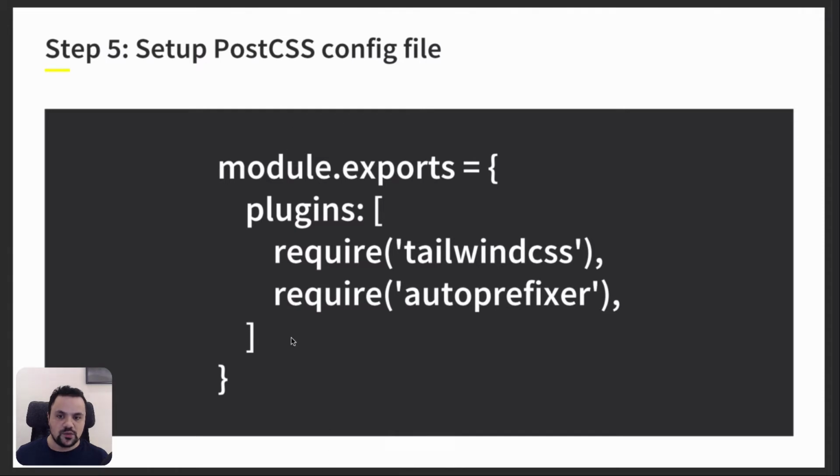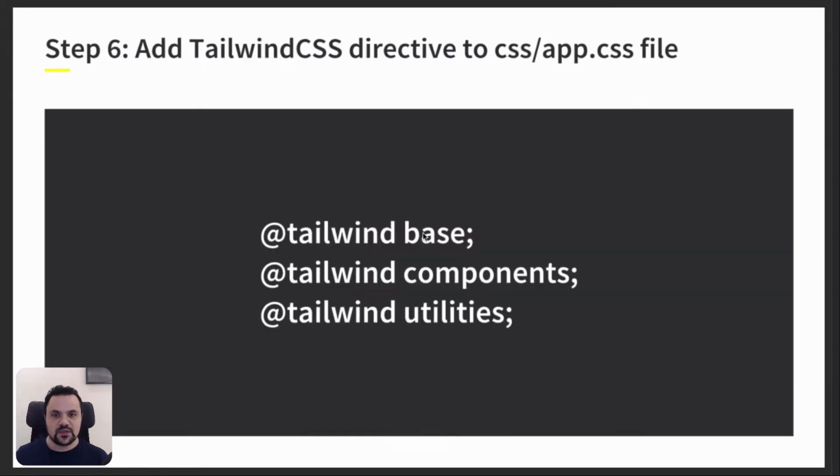Step number 5 is you need to fill in the postcss config file with the required code, which will enable Tailwind CSS and Autoprefixer to be compiled when you generate the destination file. Step number 6 is you need to write the directives of Tailwind CSS in your app.css, and then you can use postcss-cli to compile it and make sure it's available in the public directory.